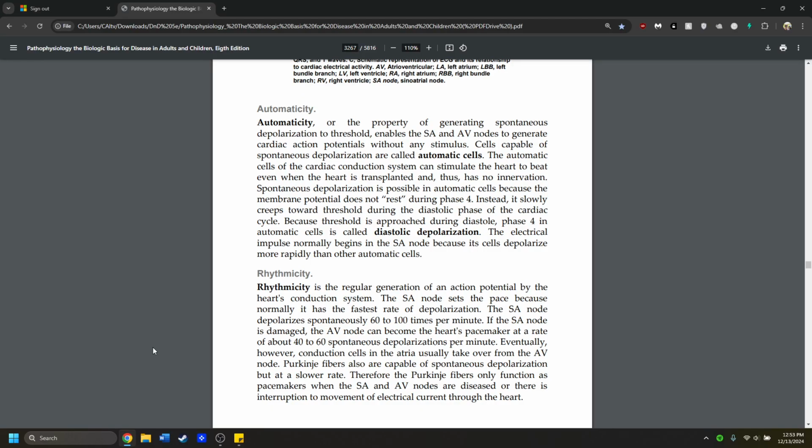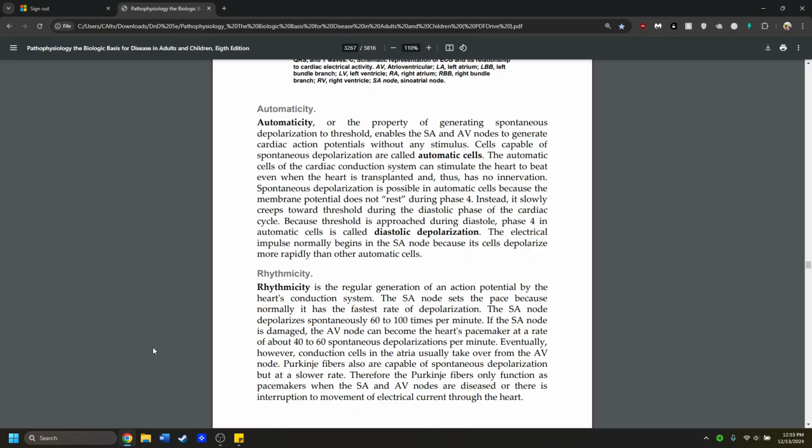Rhythmicity is the regular generation of an action potential by the heart's conduction system. The SA node sets the pace because normally it has the fastest rate of depolarization. The SA node depolarizes spontaneously 60 to 100 times per minute. If the SA node is damaged, the AV node can become the heart's pacemaker at a rate of between 40 to 60 spontaneous depolarizations per minute.